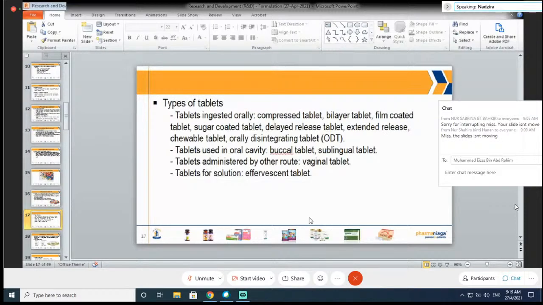There are various types of tablets, including tablets which are ingested orally, tablets used in the oral cavity, tablets administered by other routes such as vaginal tablets, and tablets for solution such as effervescent tablets. Usually in Pharmaniaga, we manufacture orally ingested products, which we call OSD, oral solid dosage.